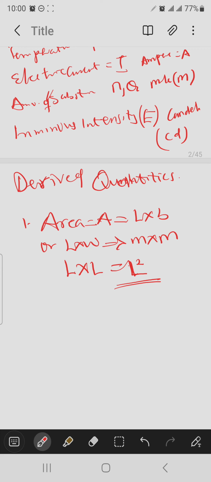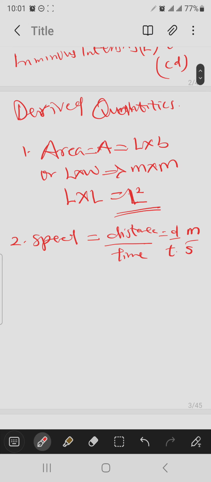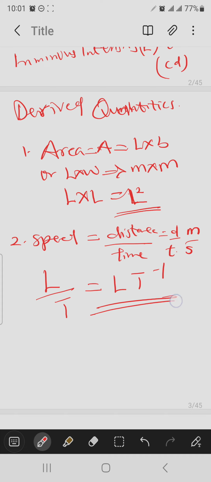The second one, number 2, we have speed. Speed equals distance over time. Our distance is going to be d and time t. The unit for distance is going to be meter. Distance means the position from one spot to another, over time in seconds. Now, the dimensional analysis for speed: our meter is L, and t is time, so this is now going to be L t raised to power minus 1. So this is going to be the dimensional analysis. Please make sure you know this.